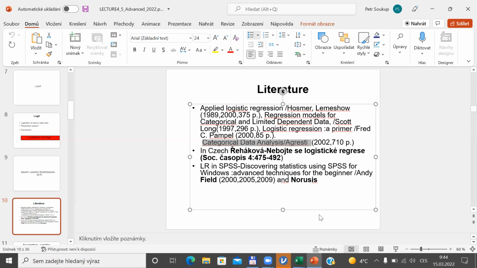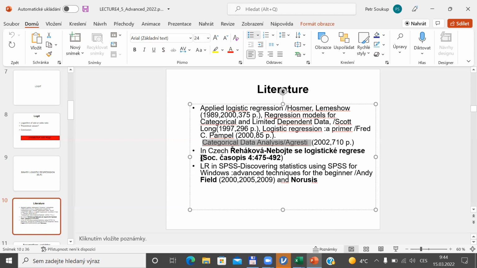Categorical data means nominal and ordinal variables. You can read the book written by Agresti. This is something like the Bible of categorical data analysis, and Agresti is the biggest classic in this field. If you would like to apply logistic regression in SPSS, you can read Field's textbook, and also very nice chapters about logistic regression can be found in Norušis' Statistical Procedures Companion and SPSS book.